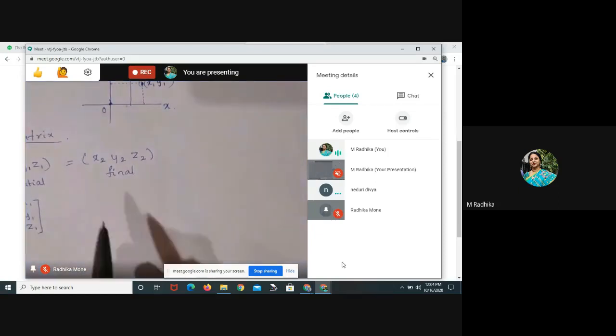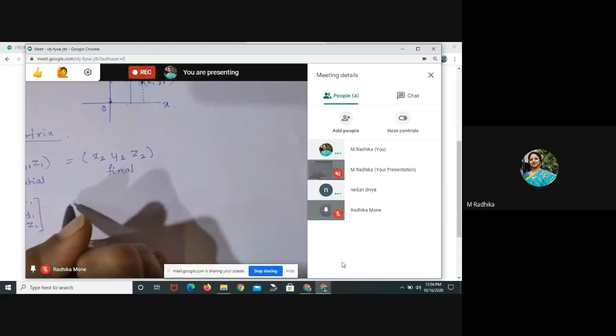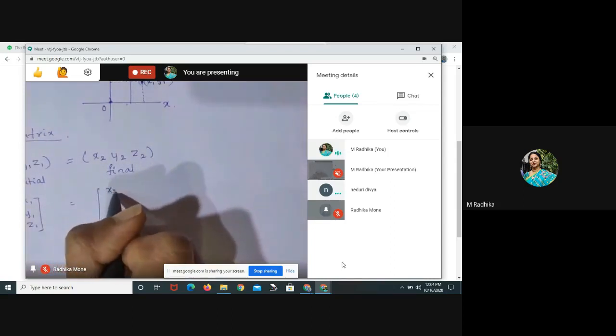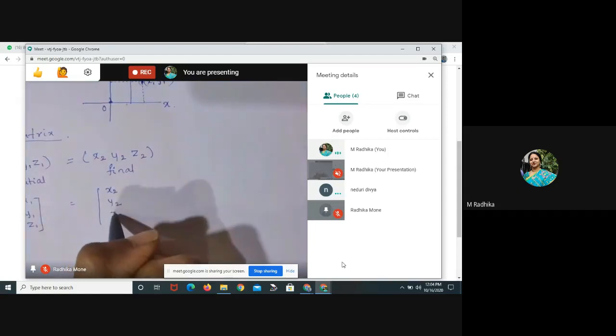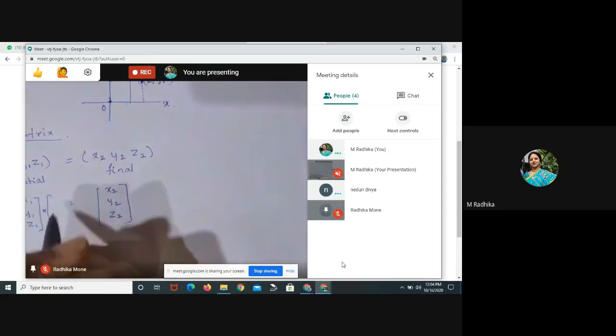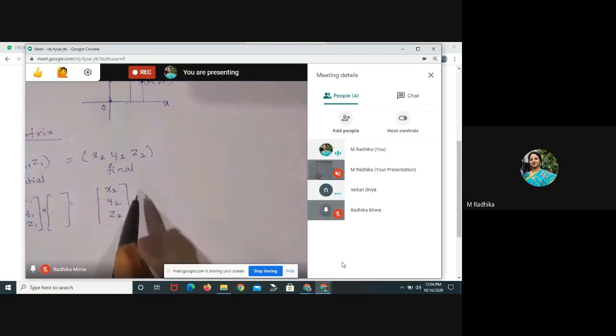Either I will represent it as a row matrix, or I can represent it as a column matrix. This is x2, y2, z2. So here I have done something, that movement I have done, and then I am getting this new position. So I should find out what this is.